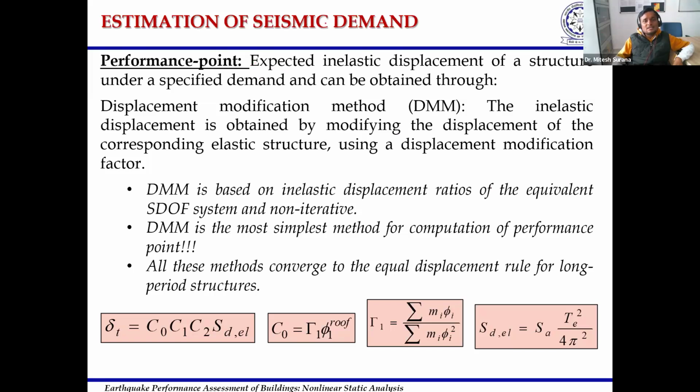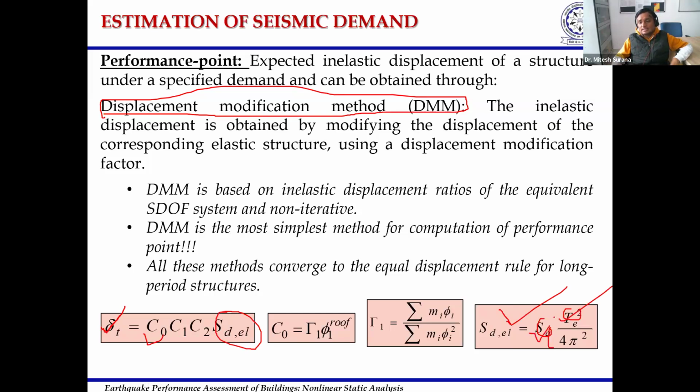To determine this seismic demand, there are a variety of methods available in the literature, and this displacement modification method is the simplest method, which modifies the elastic displacement by certain factors to take care of the effect of site class as well as inelastic effects associated with the buildings. So here the target displacement or the expected displacement of a structure during an earthquake can be computed as C0 C1 C2 times SD elastic, where SD elastic is nothing but SA into T squared by 4 pi squared. So these quantities are known to me.